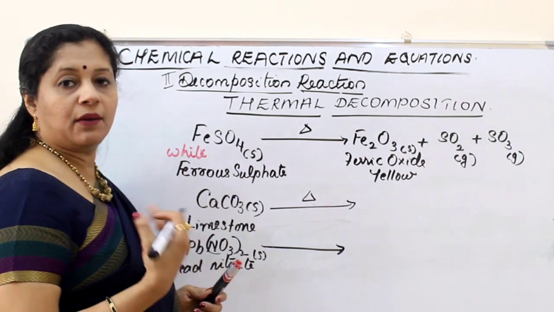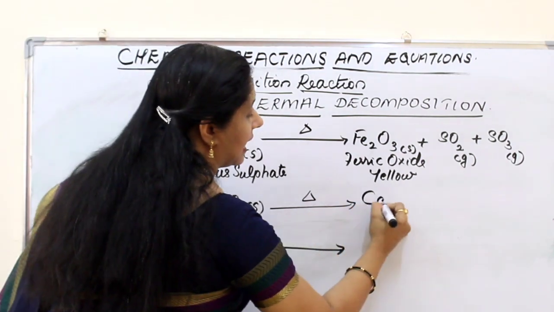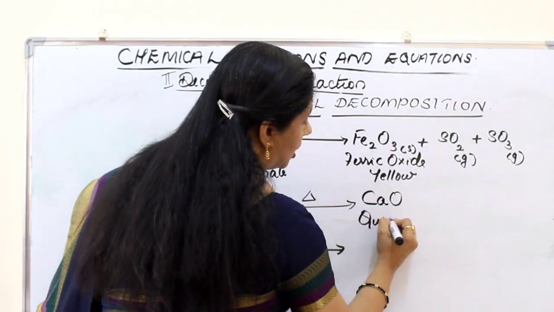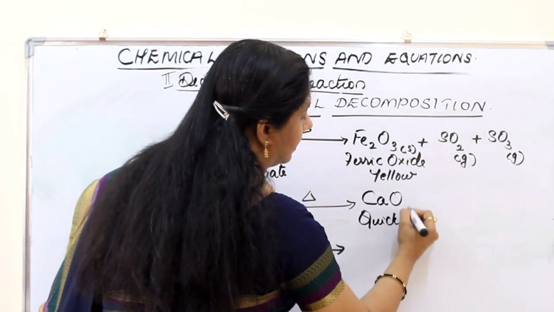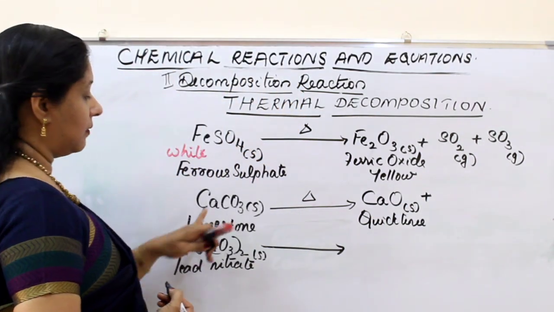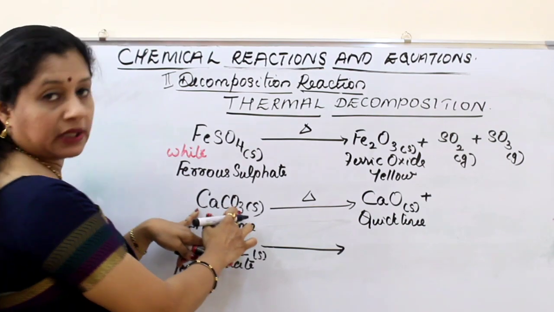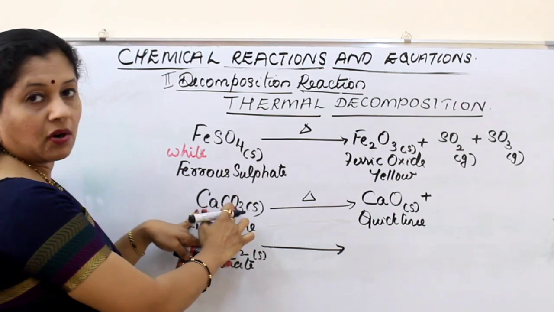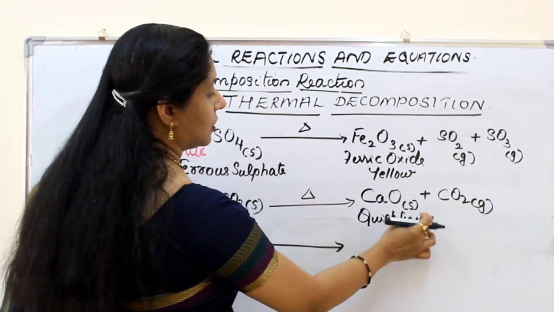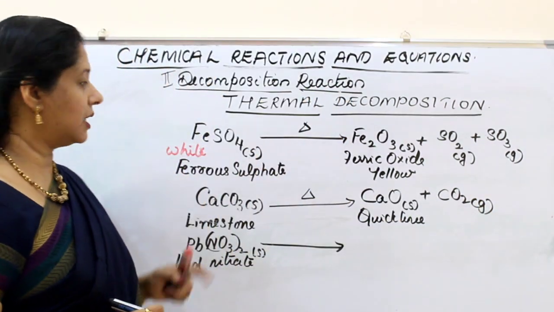So calcium carbonate, when we are heating, what will we get? Calcium oxide, that is called quicklime. Quicklime we get as a solid, plus what will we get? We have CaCO3. Of this, CaO is gone. Then what is left? CO2. That is gas. So here it is a balanced equation.